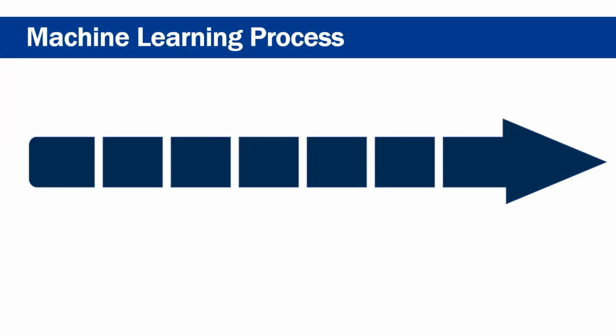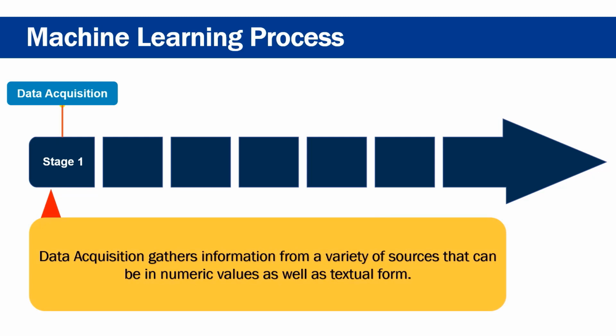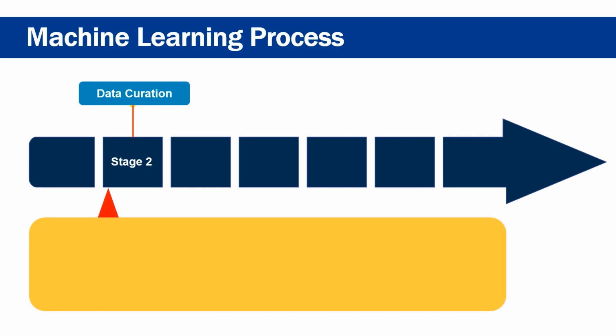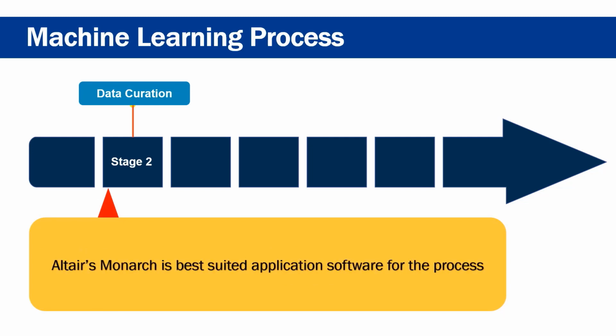There are 7 different stages in the machine learning process, and most of them revolve around data. The process begins with data acquisition. In this process, information is gathered from a variety of sources. These can be in the form of numeric values as well as in textual form. Data curation follows data acquisition, which involves cleaning up and correcting the raw data obtained in the earlier stage. This stage involves data analysis, data cleaning, and data transformation. Altair's Monarch software is one such software that is best suited for the data curation process.